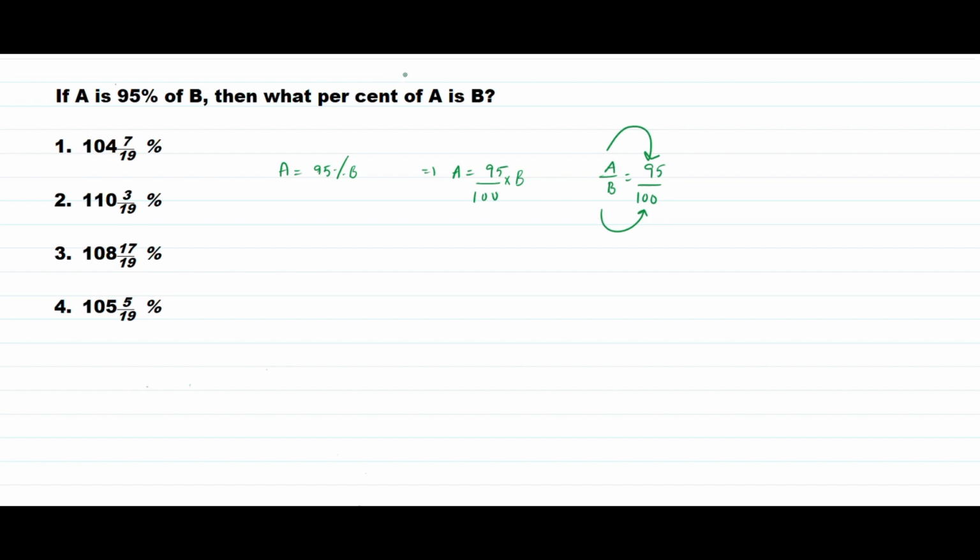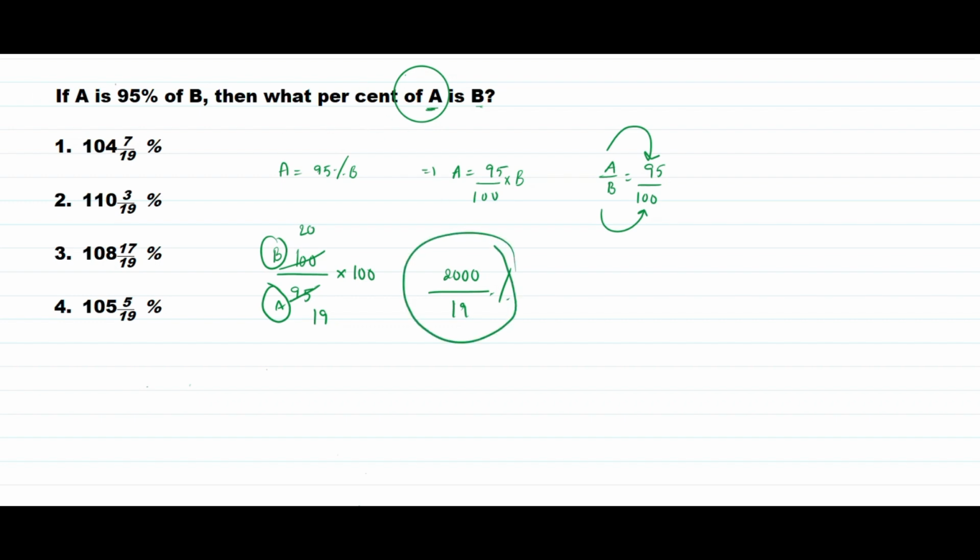And we also know that whatever comes after "of" we take as the denominator, right? So A is 95, and they asked us to find how much B is, which is 100, as a percentage. This is the B value, this is the A value. Now, 5 19s are 95, 5 20s are 100, which is nothing but 2000 by 19%. Now see, the options are in mixed fractions.